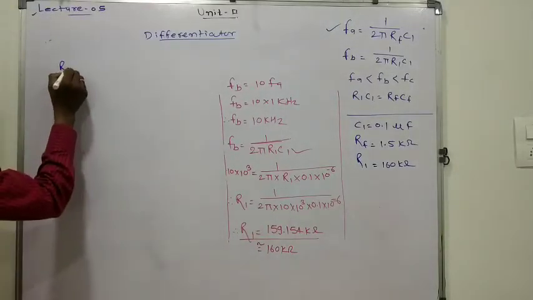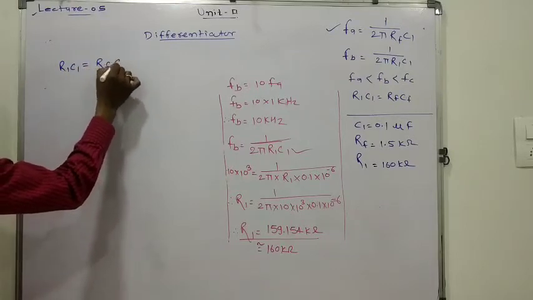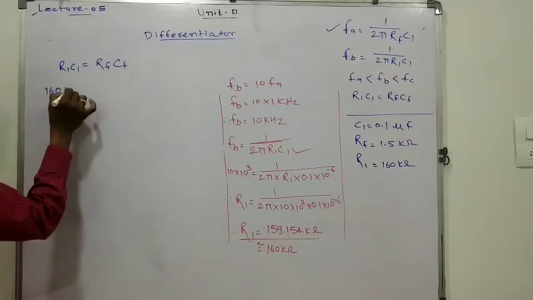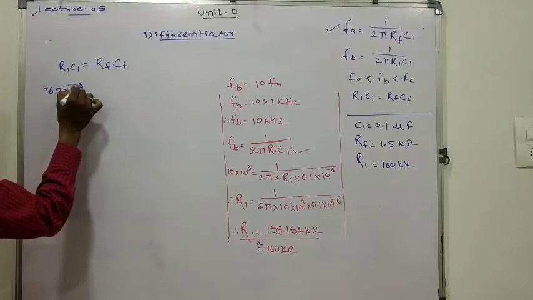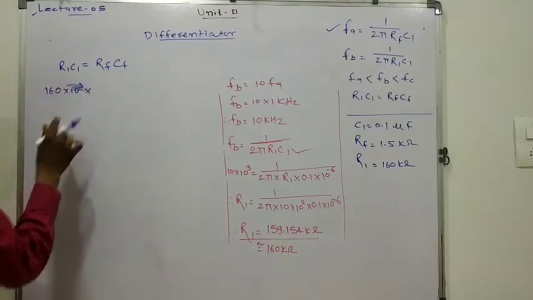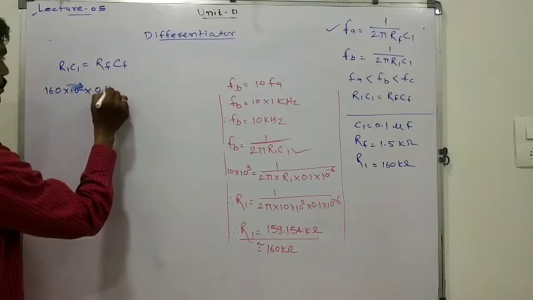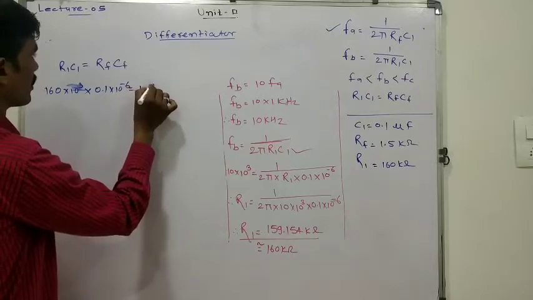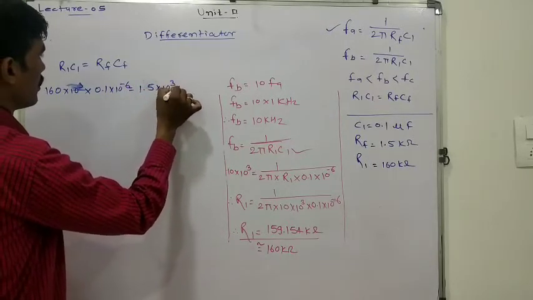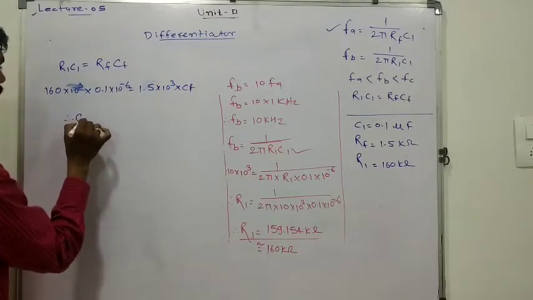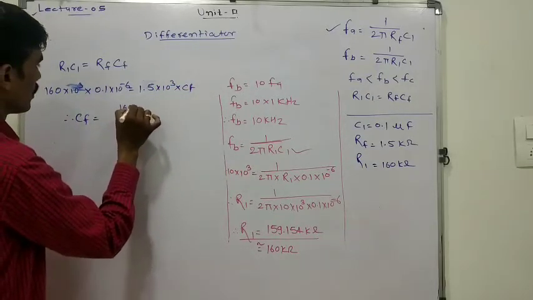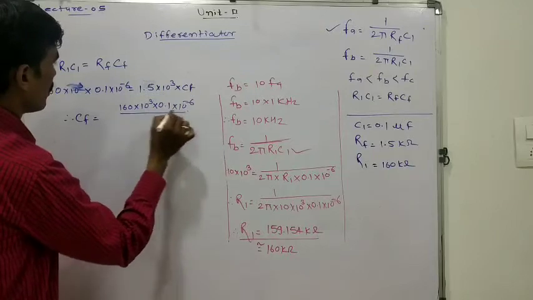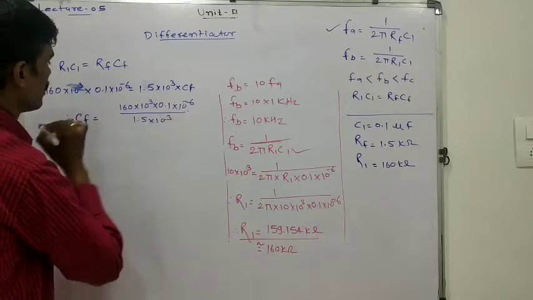What is the relationship? R1 C1 is equal to RF into CF. Now we know the value of R1. R1 is 160K. 160 into 10 raised to power 3 into C1. C1 value is 0.1 into 10 raised to power minus 6 is equal to RF value, 1.5K, into CF. Therefore, CF is equal to 160 into 10 raised to power 3 into 0.1 into 10 raised to power minus 6 divided by 1.5 into 10 raised to power 3.